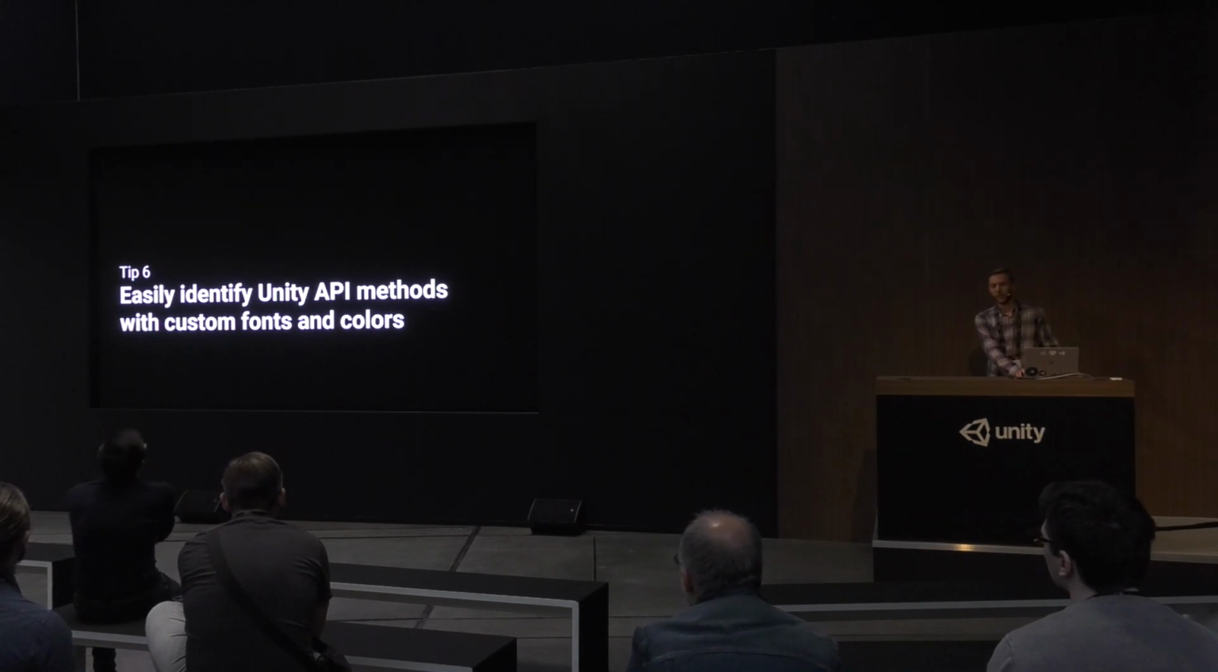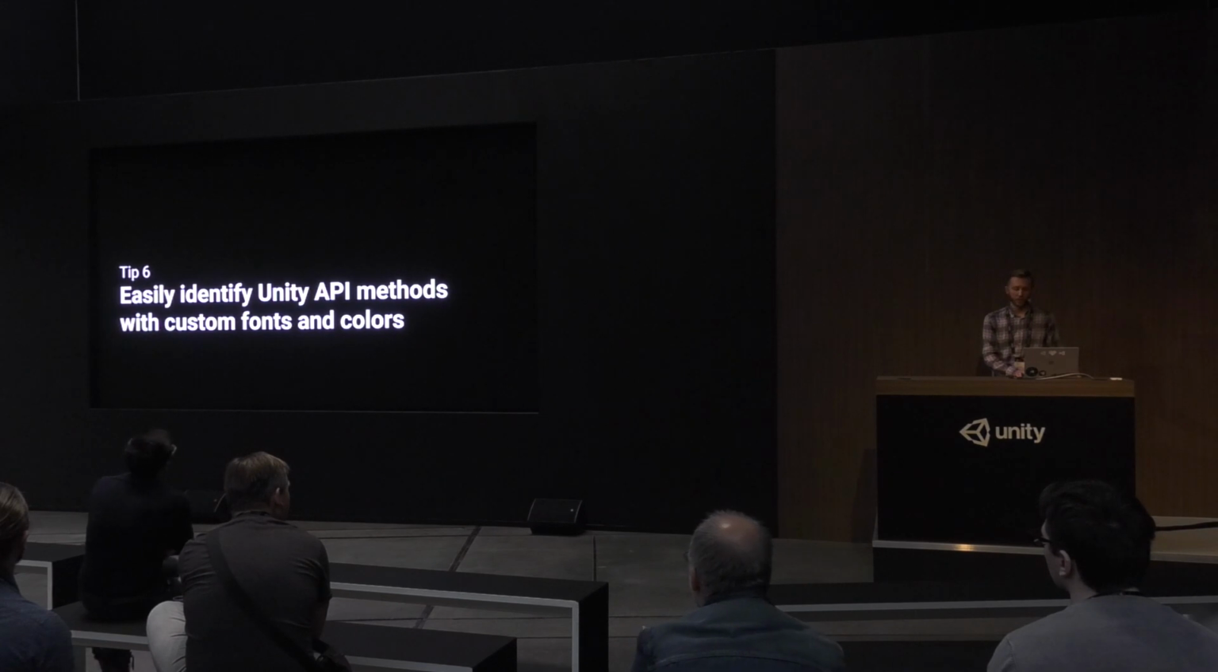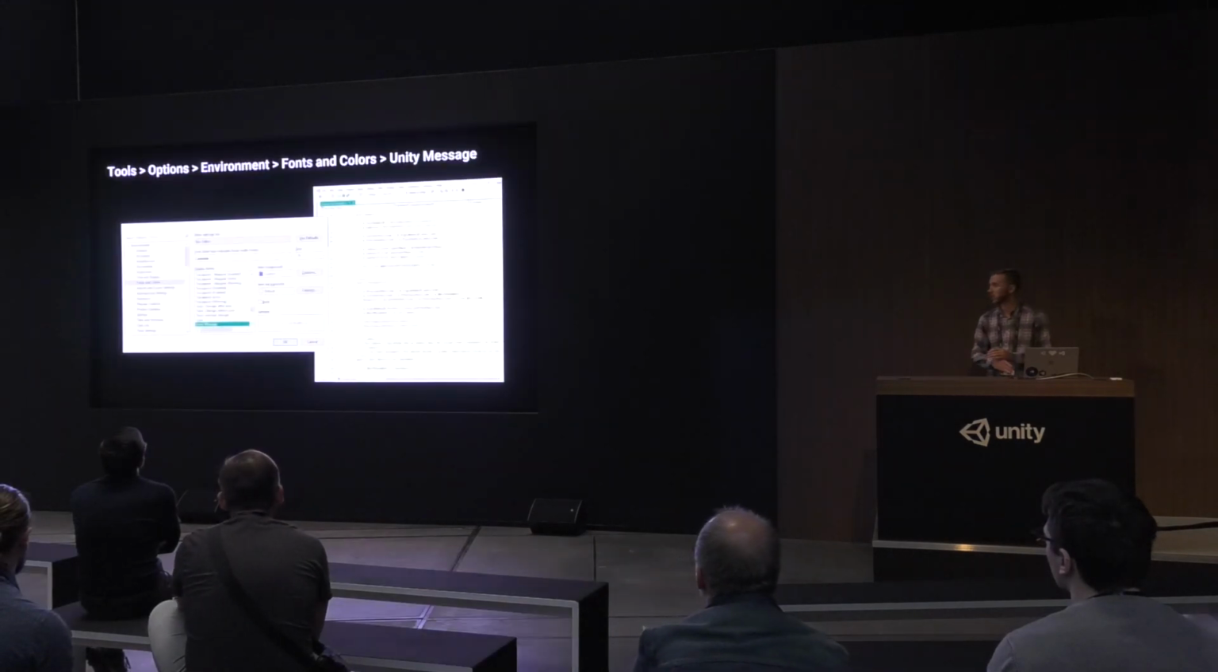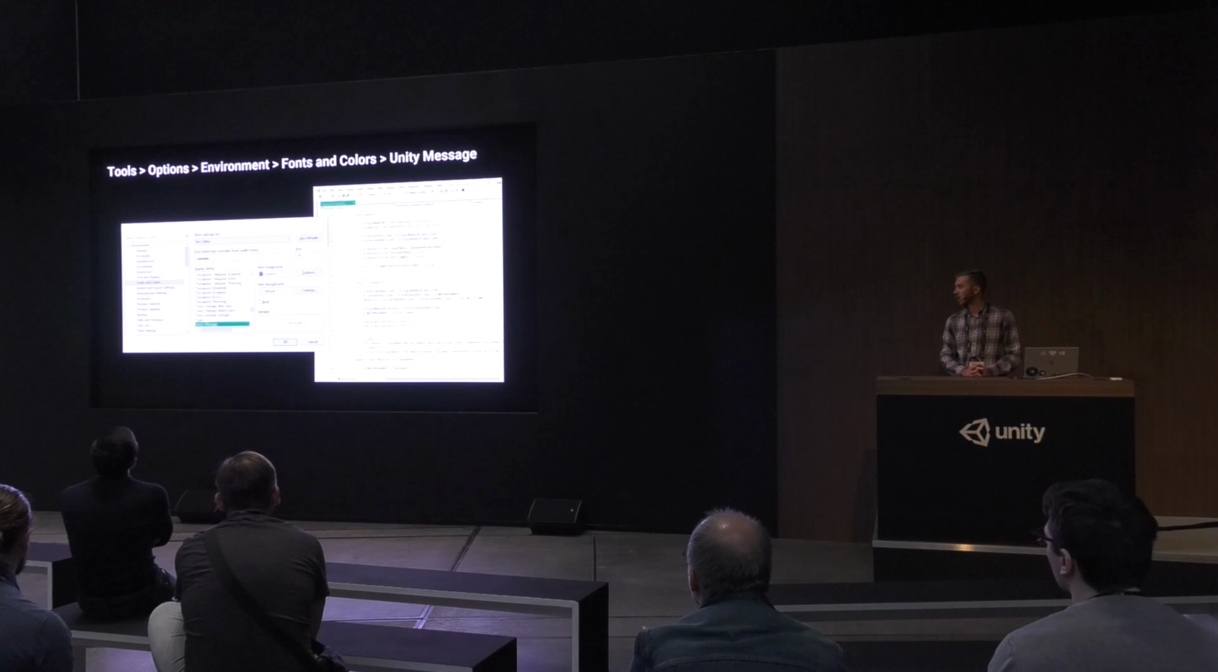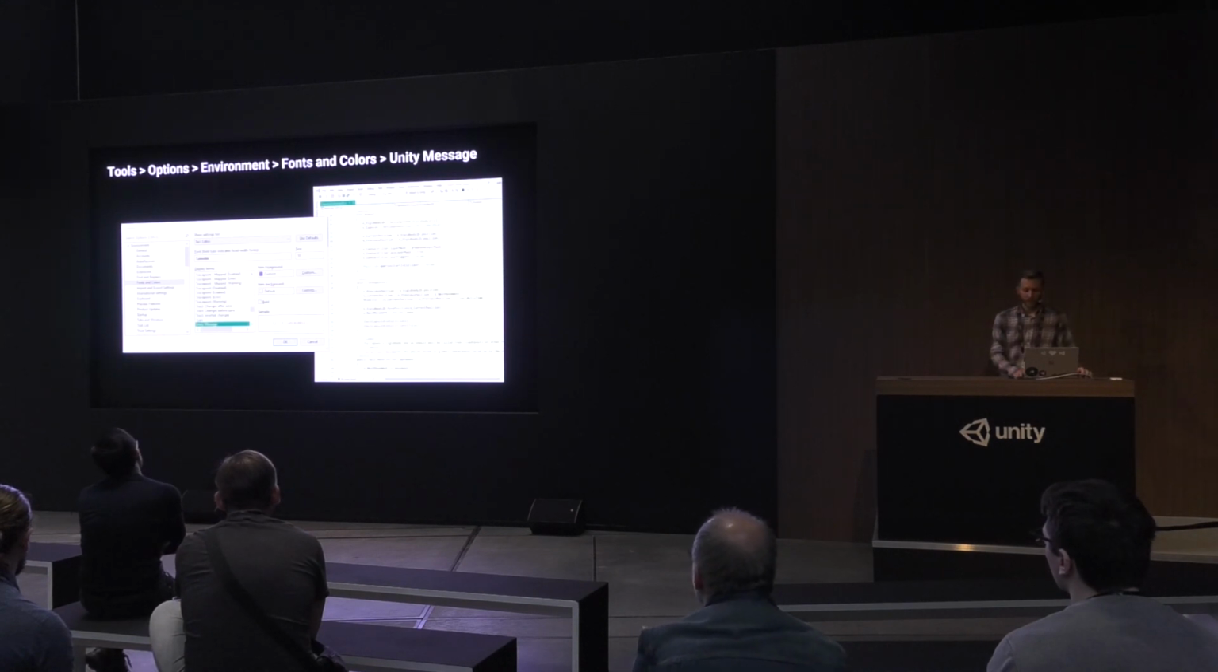If you have a long file that you're scanning with lots of code, I find it super helpful that you can quickly identify the Unity API methods by customizing the fonts and colors for those messages. So here's what that looks like. We have a font setting for Unity message, and I've set it to purple. That's my preference. So that way any of the Unity API event messages will be a different color. It makes it a little easier when you're scanning your code, to see exactly what's yours and what might be a Unity message.